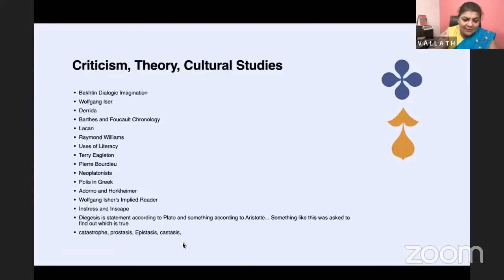Okay. And then also Adorno and Horkheimer, Wolfgang Iser, instress and inscape, diegesis, and catastrophe, prostasis. What is that, Ankita? I think this last point was there in the second shift. But from this slide, I got questions from Wolfgang Iser, his works like The Act of Reading, The Implied Reader, then Roland Barthes and Foucault's chronology. That was also again very easy. Lacan, questions from Raymond Williams, then Pierre Bourdieu, and I also got the culture industry questions from Adorno and Horkheimer.